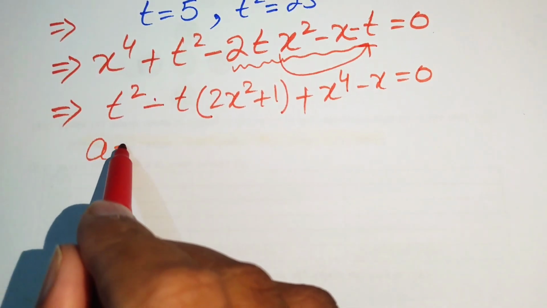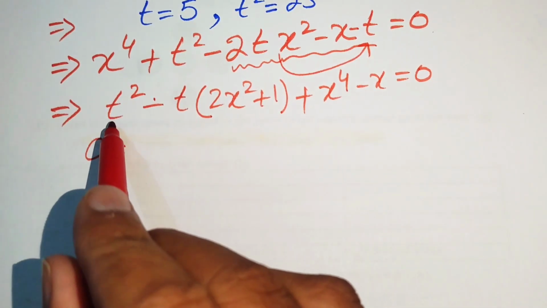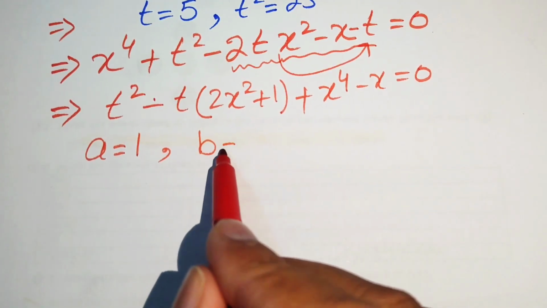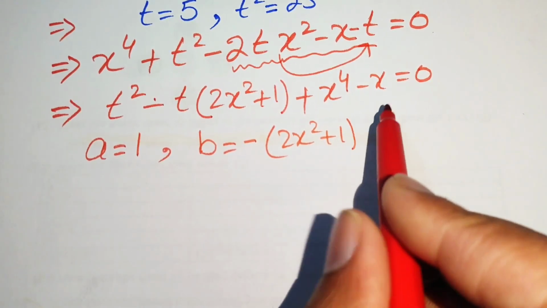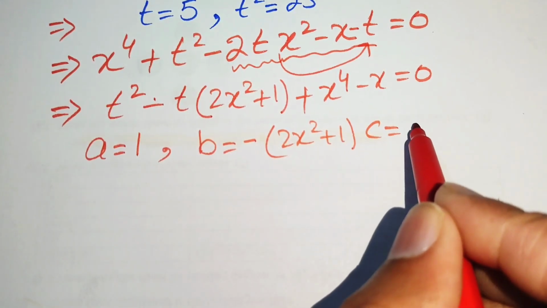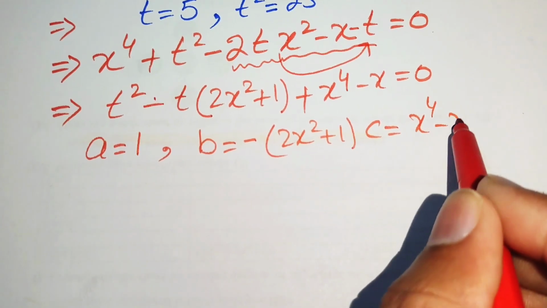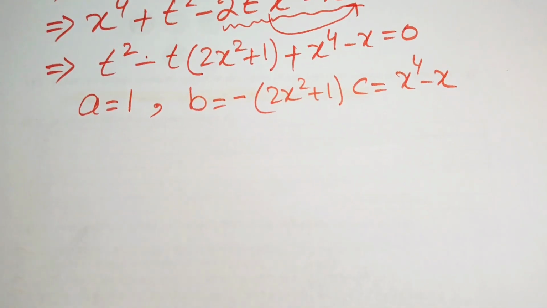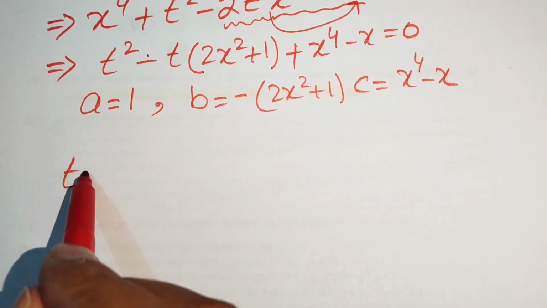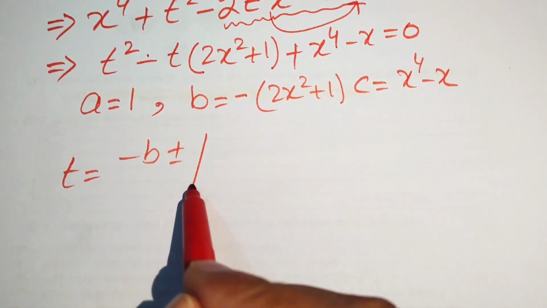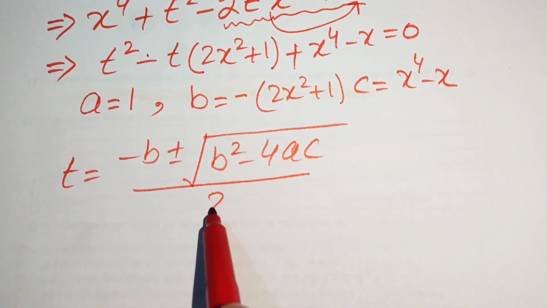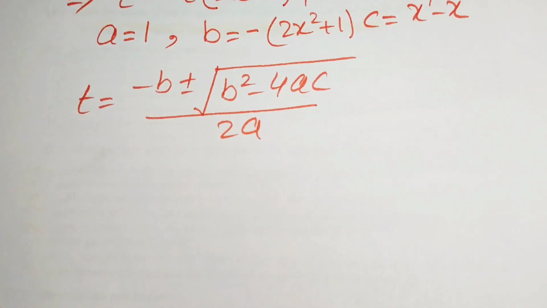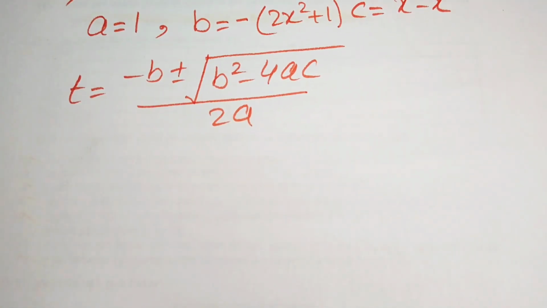Now we use the quadratic formula in order to solve this equation. First, the coefficient of t square is a, and the coefficient of t is denoted by b, so it is minus (2x square plus 1), and the constant term is denoted by c, which is x to the power 4 minus x. Now we apply the quadratic formula, stated as t equals minus b plus or minus square root of b square minus 4ac, divided by 2a. This is our nice quadratic formula, and now it is time to substitute the values of a, b and c.